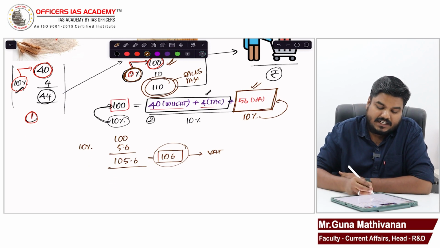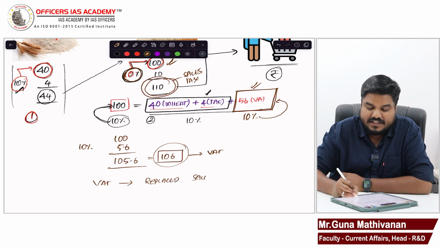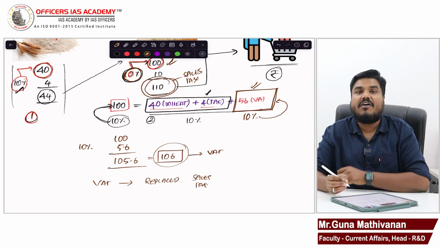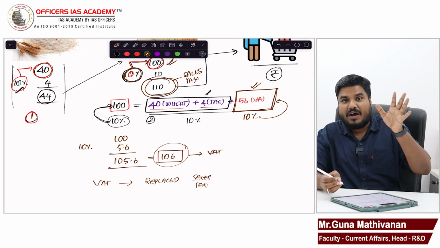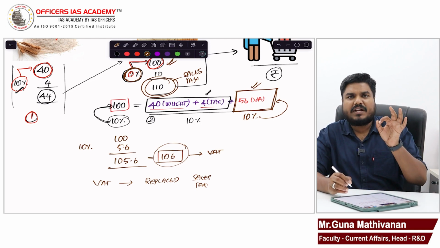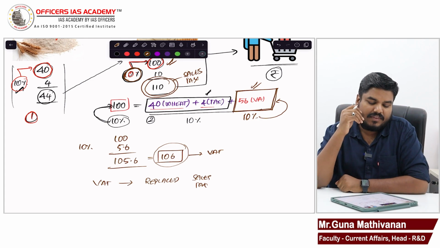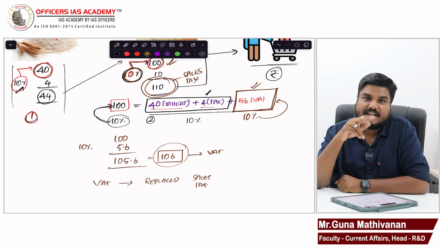So VAT replaced sales tax. VAT is a reform which was introduced to avoid the cascading of taxes. It is appropriate to tax only on the value addition made in every stage. Clear? So this is the difference between sales tax and VAT.